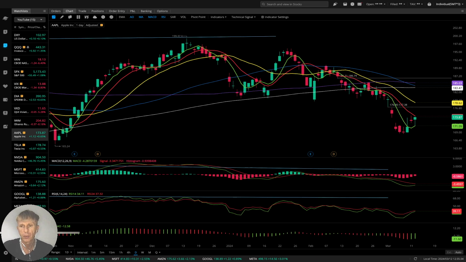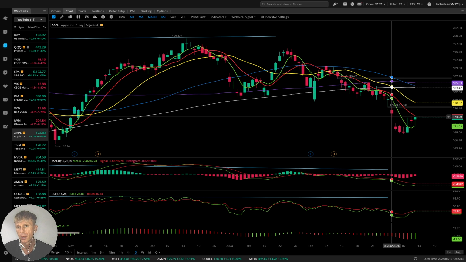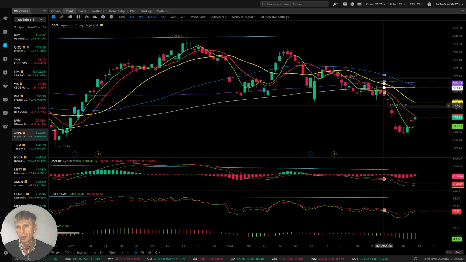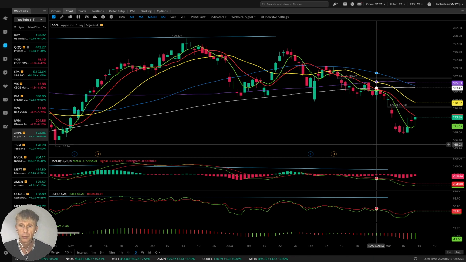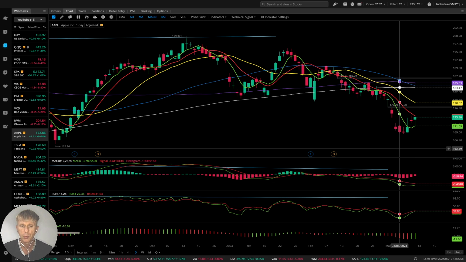Apple daily time frame. It did a nice bounce 3 days ago, and it did fill the gap. It did fill the gap, but it still has one more gap over here. Still has two more gaps above. One gap is filled already. Still in the bearish territory. It's trying to bounce, but still in the bearish territory.